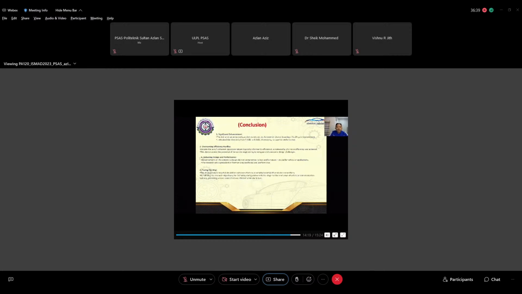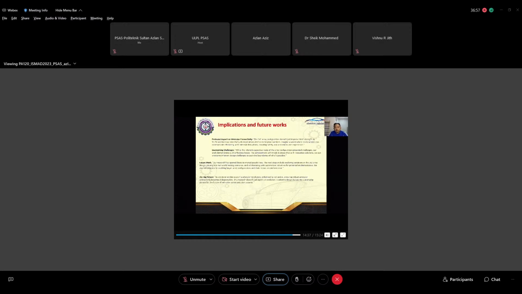And as the conclusion, we have four conclusions. One is significant enhancement, two is overcoming efficiency hurdles, three is balanced design and performance, and number four is paving the way. So these are the conclusions as we expected.